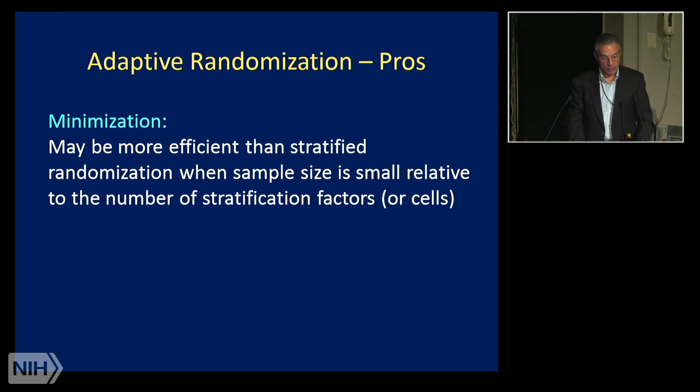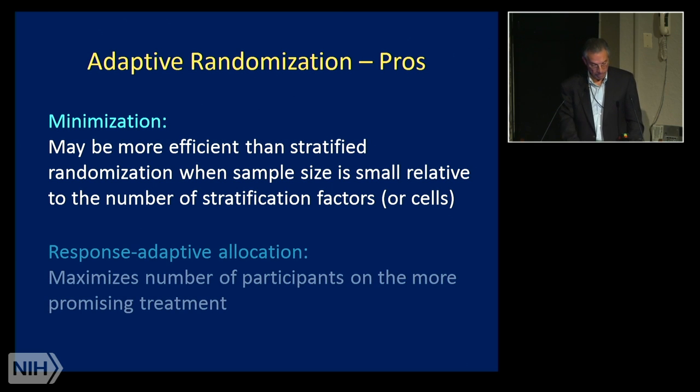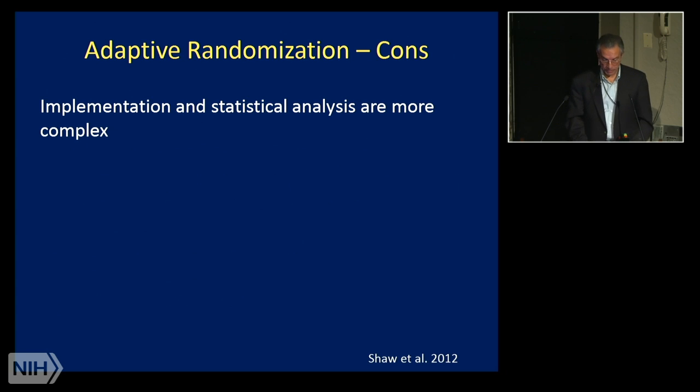So the pros: minimization may be more efficient than stratified randomization when sample size is small relative to the number of stratification factors or cells. So when the sample size is small, you've got a little bit too many stratification variables, minimization could be more efficient. In response adaptive allocation, you maximize the number of participants on the more promising treatment. There's controversy about that. Is that right? Is that wrong? But not going to get into that.